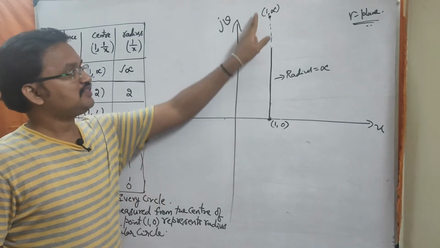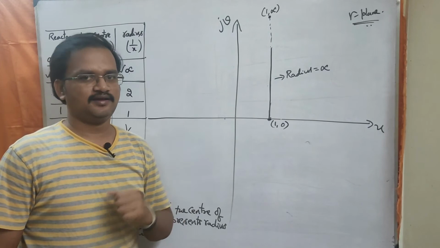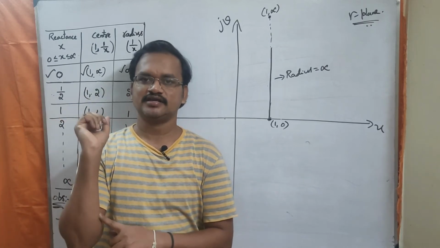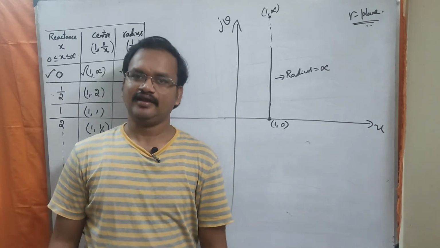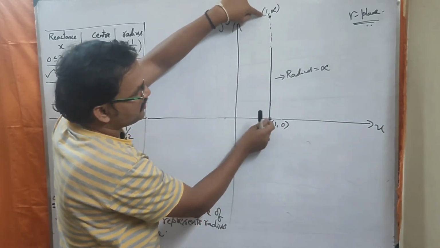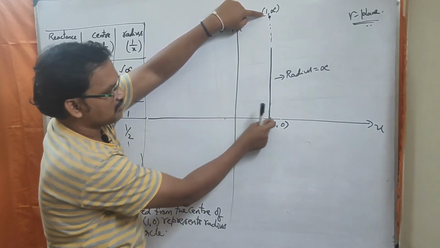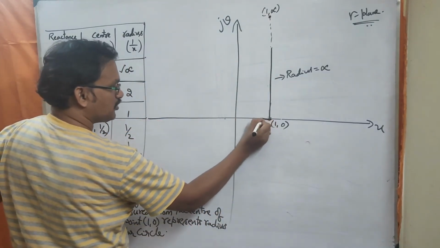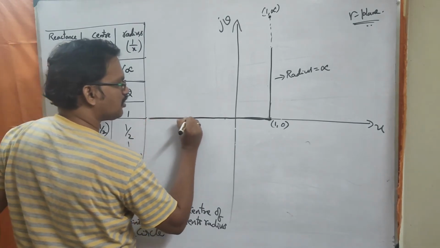Now with this infinite radius, if you try to draw a circle here, what are you going to get? You are going to get a straight line. If you try to draw a circle with infinite radius, it will never take a curved path. So you are simply going to get a straight line. With this infinite radius, it is going to trace this straight line, along this u axis.